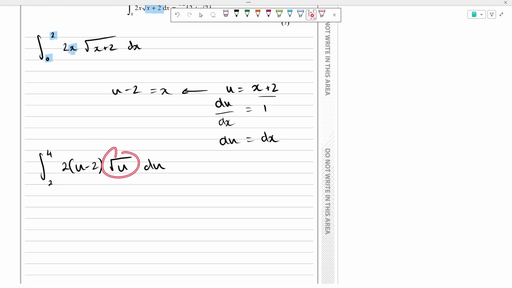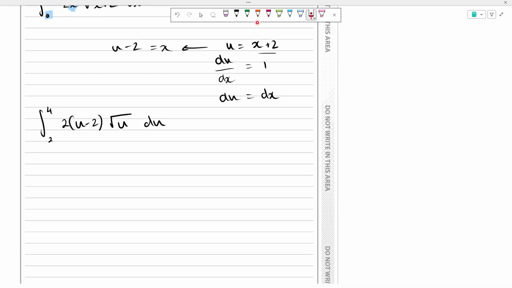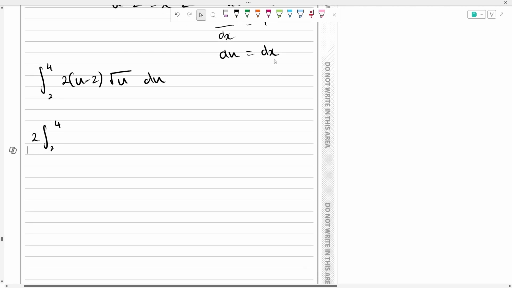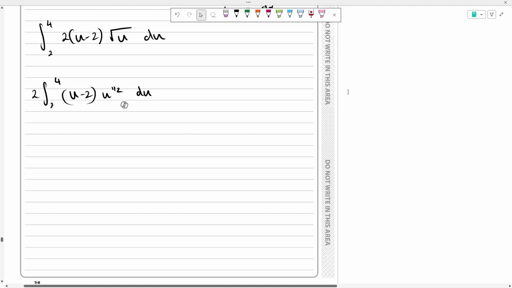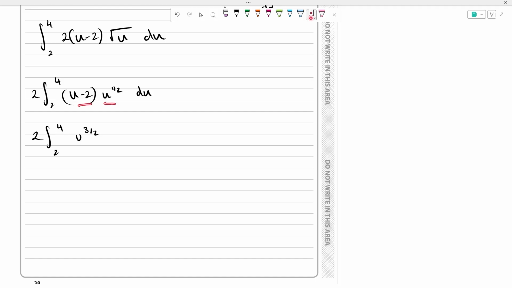And I'm going to convert this into index form in a second. I'm also going to take this 2 on the outside, just because it can make expanding out a bit easier potentially. We can move it on the outside or inside at any point. It's just a constant. So this will be u minus 2 times u to the half du. I'm going to expand out the brackets. So this becomes u to the 3 over 2, and this becomes minus 2u to the half du, and we just integrate.